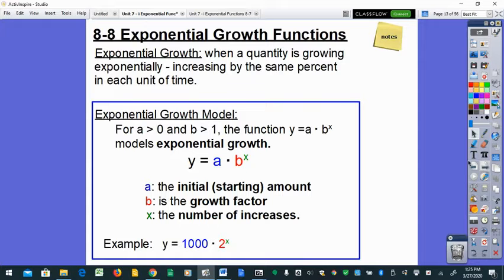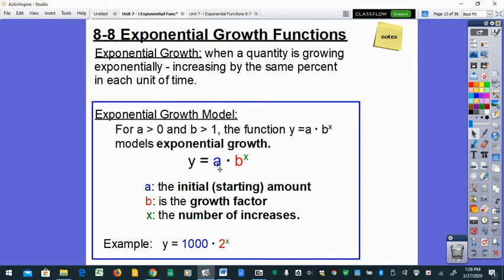So to start off today, we're going to go back to a slide that we saw back in September. Exponential growth is when a quantity is growing exponentially. It's increasing by the same percent in each unit of time. So you might remember this function, y equals a times b raised to the x. That's not multiplication, that's an exponent.